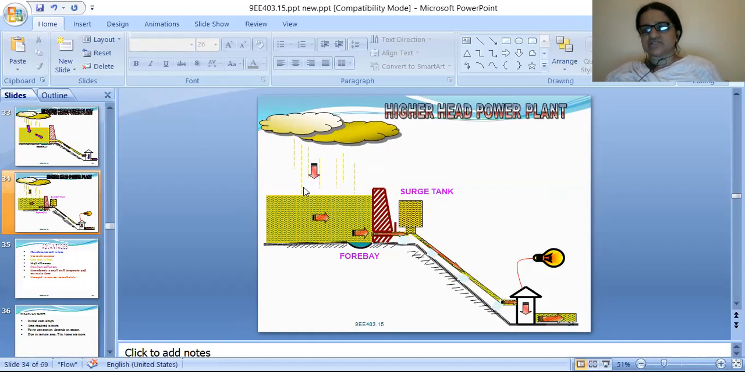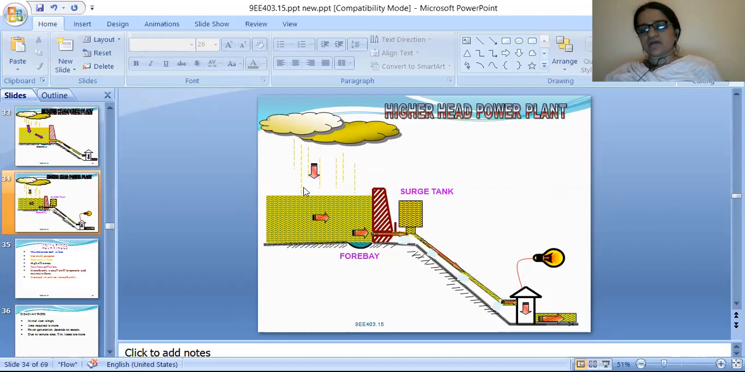Forebay will adjust the variation based on the variations of power demand. Forebay will help in adjusting the water from reservoir to dam and dam to reservoir. Okay, and next you are having a surge tank. Surge tank adjusts the pressure, I mean it settles the pressure variations of the water which is passing through the penstock. Okay, penstock will pass the water from surge tank to powerhouse.